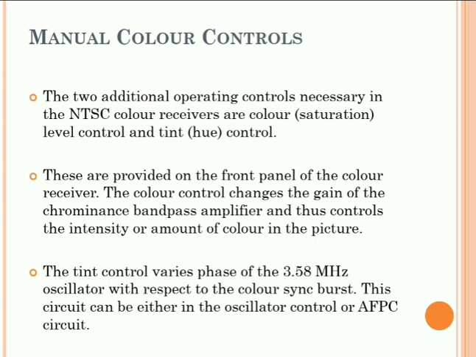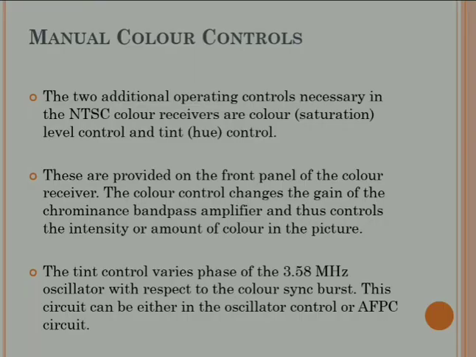If someone is not satisfied with that darker picture, then that person can reduce its value and see a lighter picture. That is nothing but manually controlling the colors on the television. The tint control varies the phase of the 3.58 megahertz oscillator with respect to the color synchronization burst. This circuit can be either in the oscillator control or the AFPC circuit.